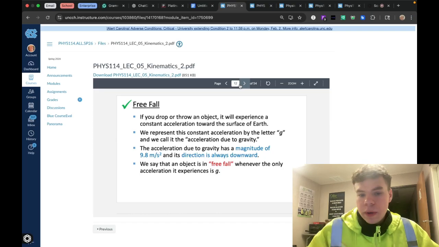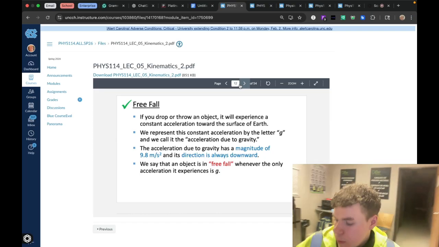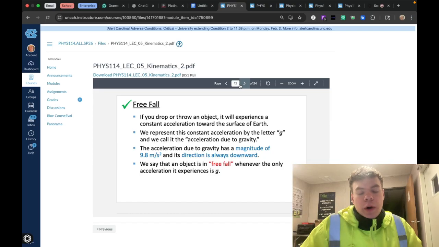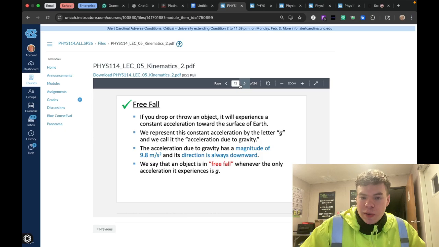So free fall. What is free fall? If you drop or throw an object, it will experience a constant acceleration towards the surface of Earth. We represent this constant acceleration by the letter G, and we will call it the acceleration due to gravity. The acceleration due to gravity has a magnitude of 9.8 meters per second squared, and its direction is always downward. We say an object is in free fall whenever the only acceleration it experiences is G.